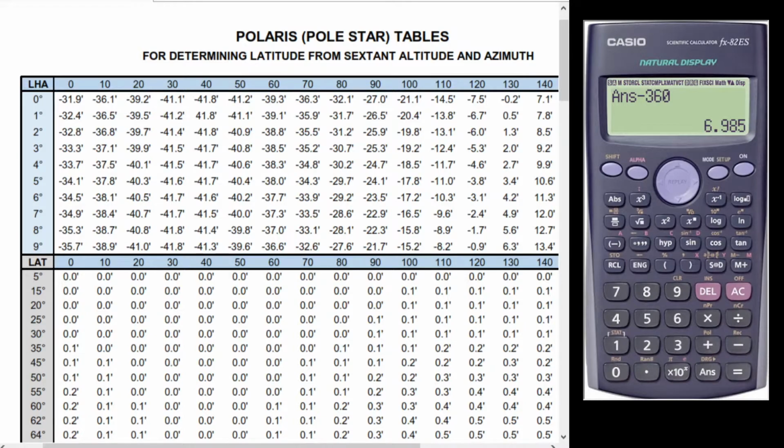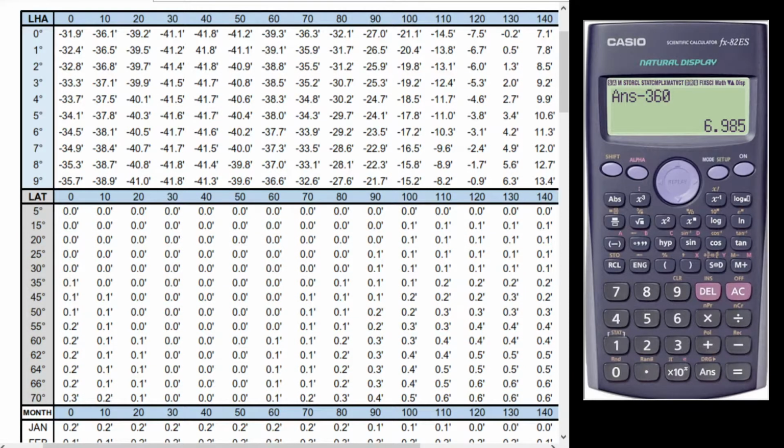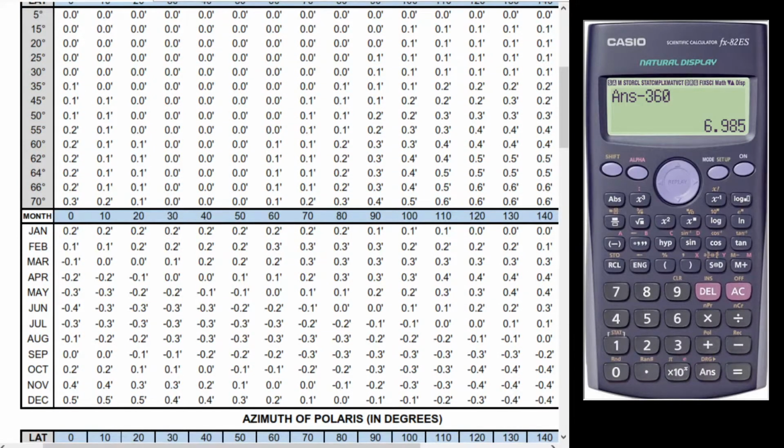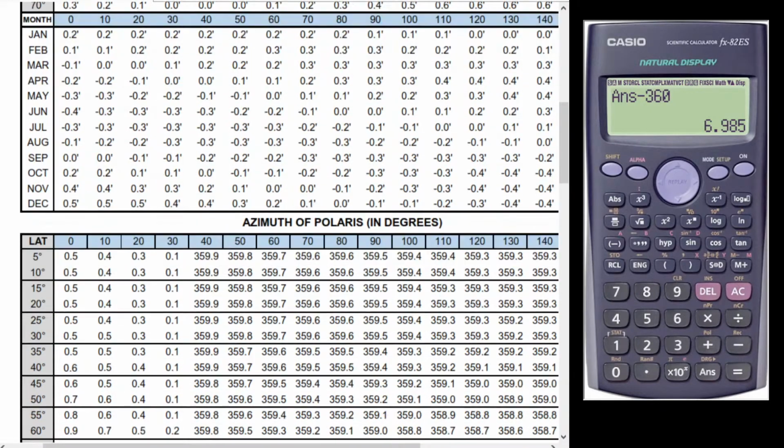Once you find the column, you stay in that column. The second correction is obtained with latitude of the DR position, and the third correction with calendar month. While you are still here, you can also write down the azimuth of Polaris. This is the true azimuth of Polaris in degrees, and you enter the column with latitude from the left, and on the top you stay in the same column as before.